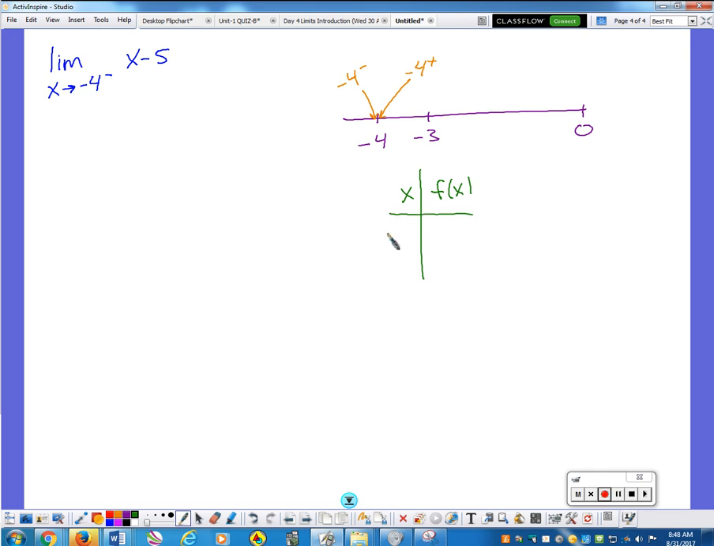So let's see, that's -4 minus. So I just plug it in. -4 minus. -5. Now, it doesn't turn out to be exactly -9 because it wasn't exactly -4, but it's really, really close to -9.